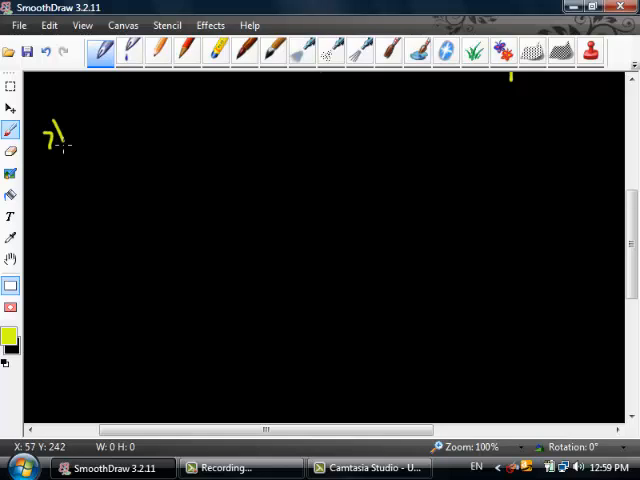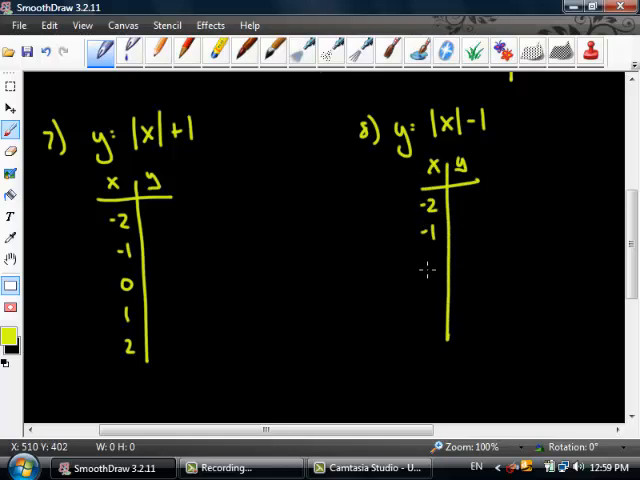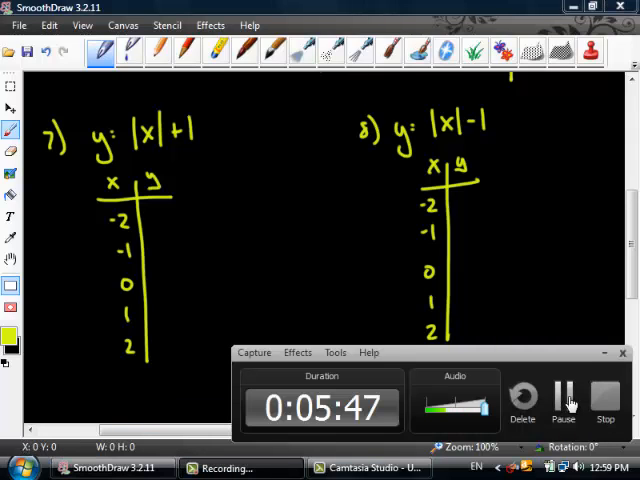All right, so let's take a look at number 7. I'm going to give you y equals absolute value of x plus 1. And then 8 is going to be y equals absolute value of x minus 1. And then I want you guys to do the same thing. Instead, just go -2, -1, 0, 1, and 2. Make it shorter. Okay? We'll come back in a second.